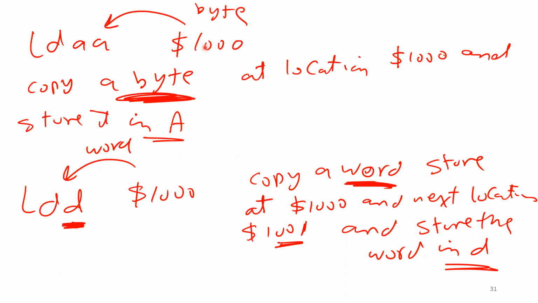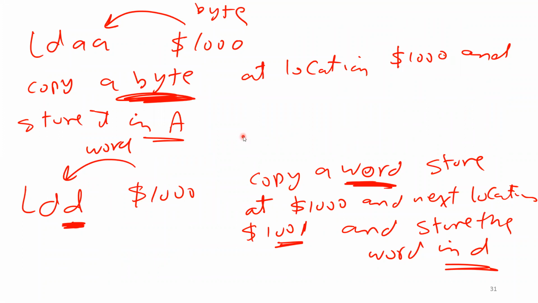So here I'm going to copy a byte and put it in A. So the byte at location 1000 is stored in A. But here, because this instruction is for words, I'm going to copy a word from 1000, which means I'm actually going to get 1000 and 1001. Okay, any question?